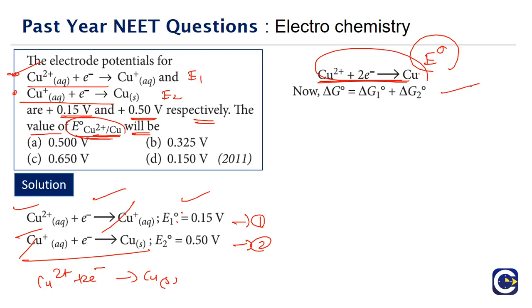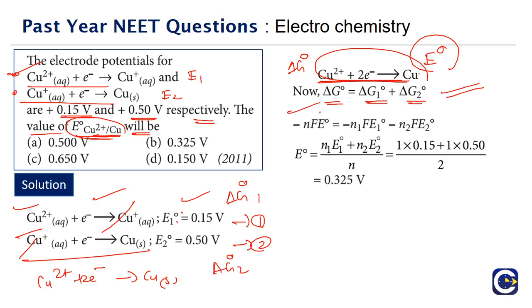If you have a first reaction, its free energy change is delta G01. Second reaction, delta G02. Then for the overall reaction, delta G0 will be equal to delta G01 plus delta G02. This is how we'll have it. But we cannot say E0 is equal to E1 naught plus E2 naught. We don't have that kind of relation. The relation will be only in terms of the free energy changes.